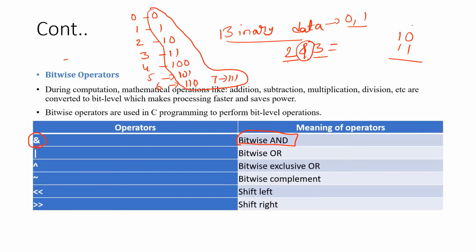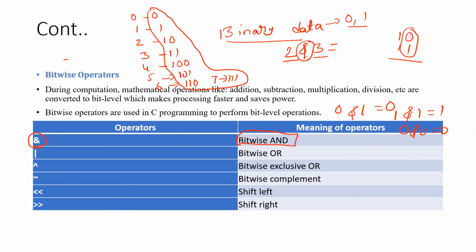So when applying bitwise AND, if both operand values are 1, then it returns 1 only. Otherwise it returns 0. So 0 and 1 is nothing but 0. 1 and 1 is nothing but 1. 0 and 0 is nothing but 0.